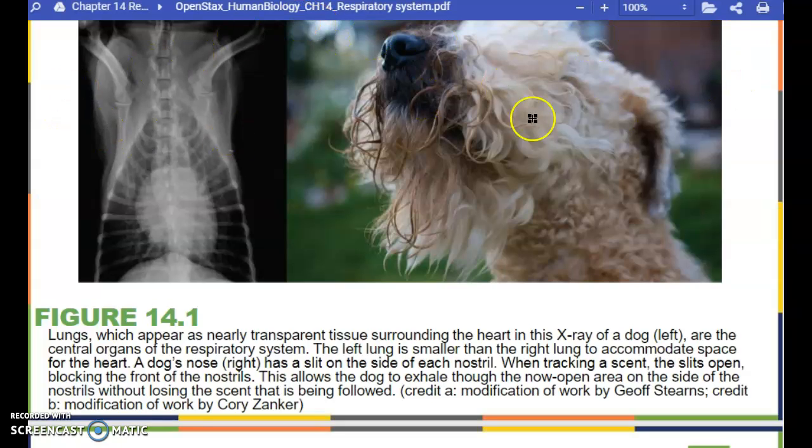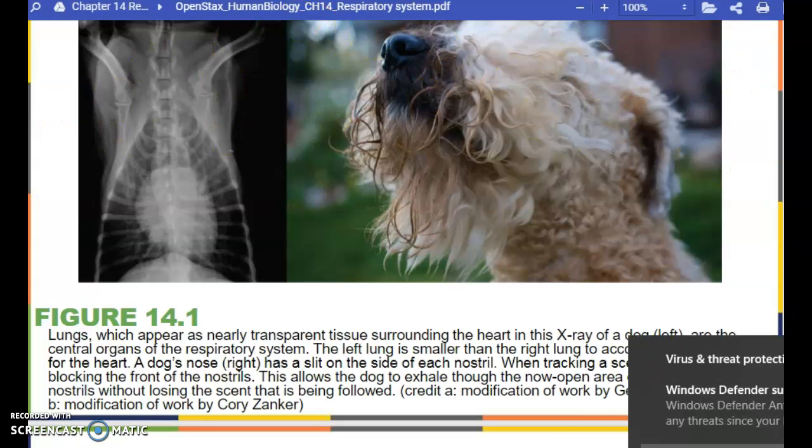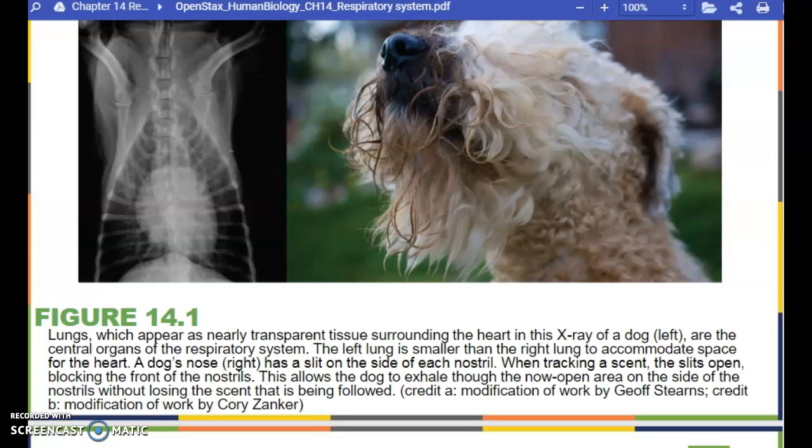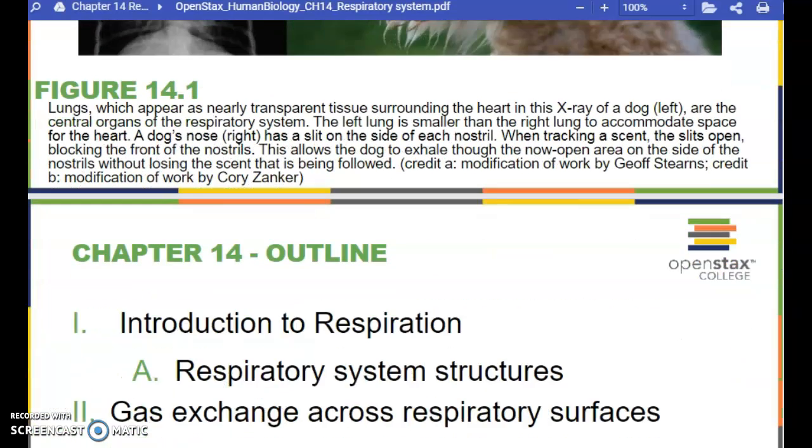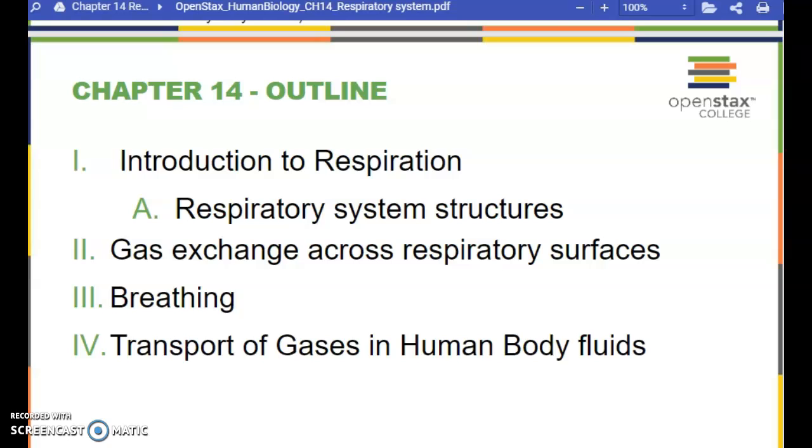Obviously, even though dogs and people are mammals, there are some differences in structure. Dogs tend to be better smellers, and this just talks a little bit about why their noses or their nostrils are specialized in that way. Read that if you like.